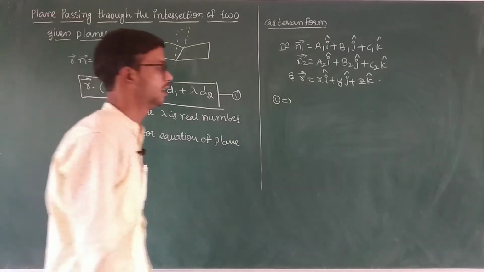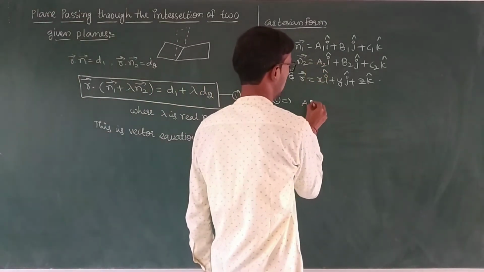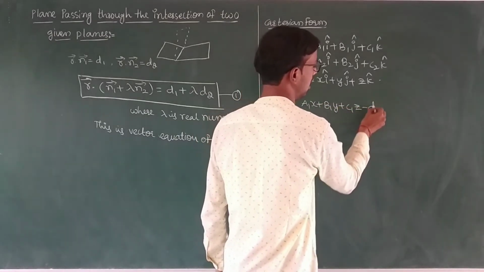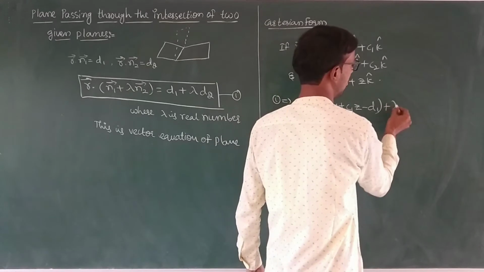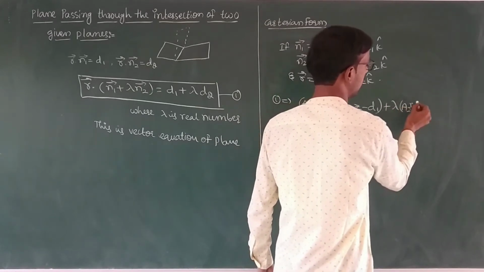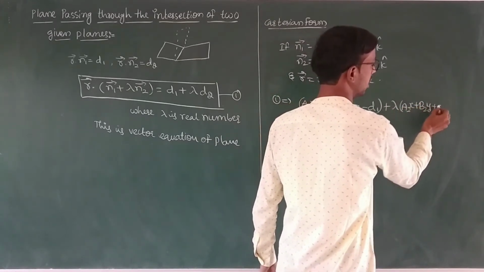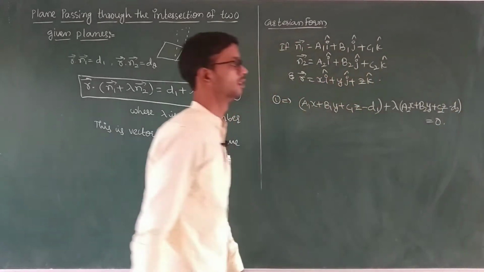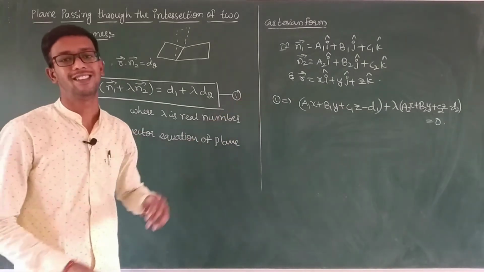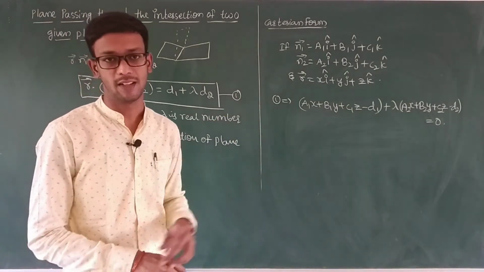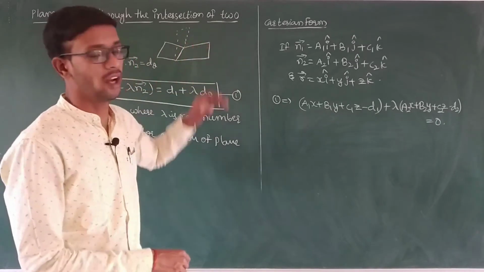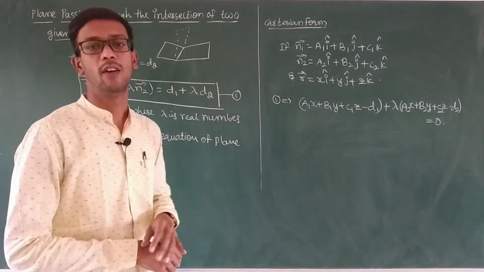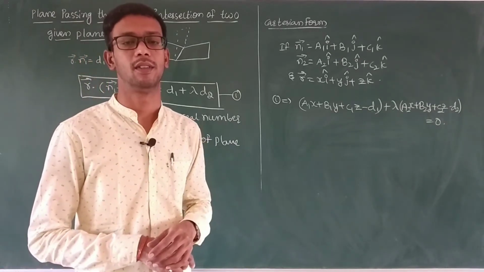Now we will get, after substituting and simplifying, (a1x plus b1y plus c1z minus d1) plus lambda into (a2x plus b2y plus c2z minus d2) is equal to 0. So this is the Cartesian equation of the plane passing through the intersection of two planes, Cartesian form and vector form. Based upon this, we will discuss the problems.